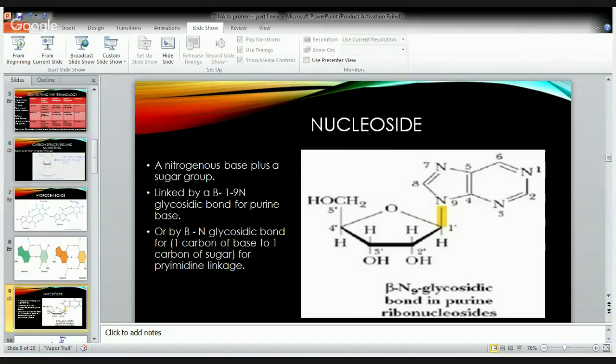So far we've constructed this much of it. We have the hydrogen bonds between the T and the A, and then we've added the sugar. So this right here would be the nucleoside: the nitrogenous base here, and the sugar here.